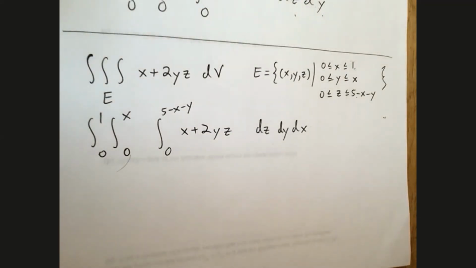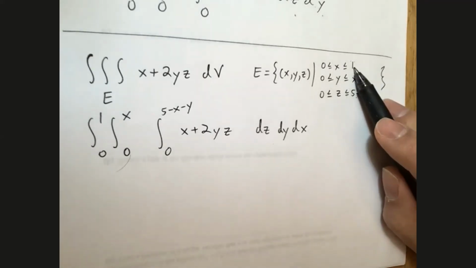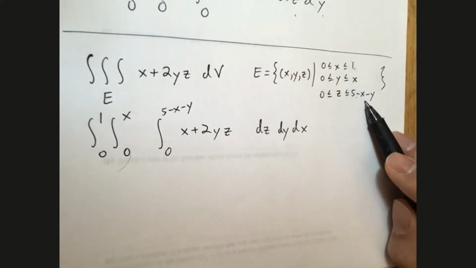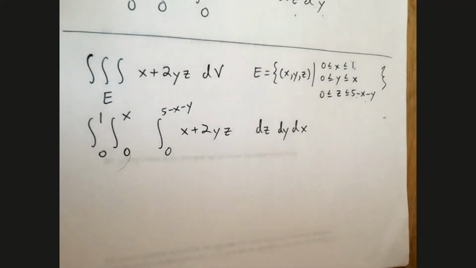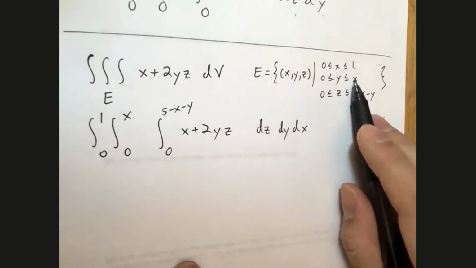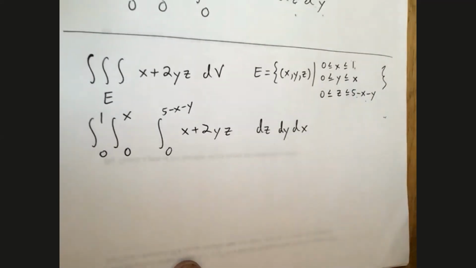Okay. So that's how I would set this one up. Put the simplest stuff on the outside, and the most complex stuff goes on the inside. If two things were equally as simple, you could put them in either order. It doesn't matter.